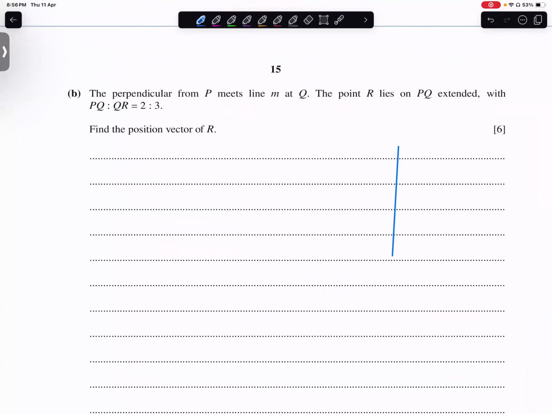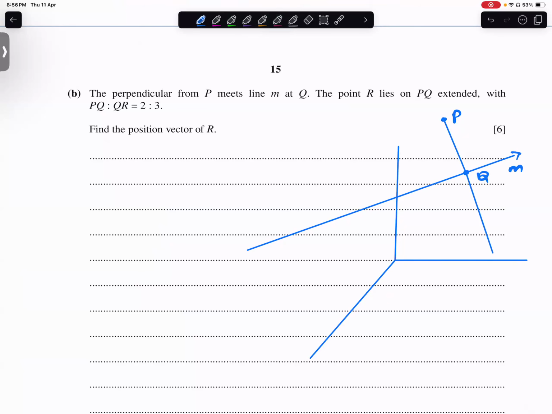Let's draw a three-dimensional diagram. This is your line M. The perpendicular from P meets the line M at Q. So let's say this is your point P, and it meets the line M at point Q. The point R lies on PQ extended, with ratio 2:3.